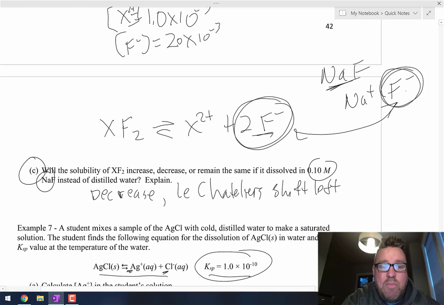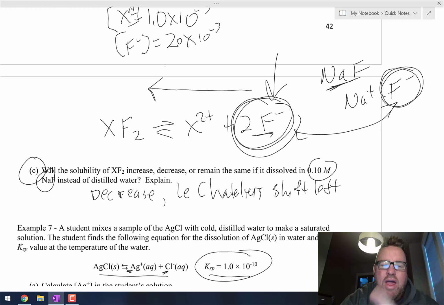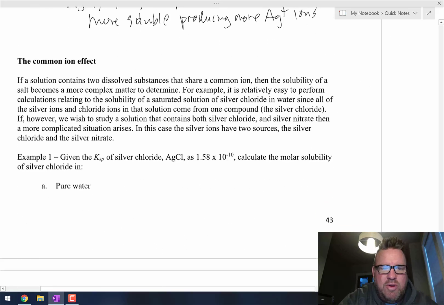What happened with the common ion effect is when you dissolved it in F minus rather than water, by increasing this, it caused the reaction to shift to the left, and that makes XF2 less soluble. That's what a common ion does. It's what a common ion always does: it causes that reaction to shift back to the left and makes that insoluble salt even less soluble.